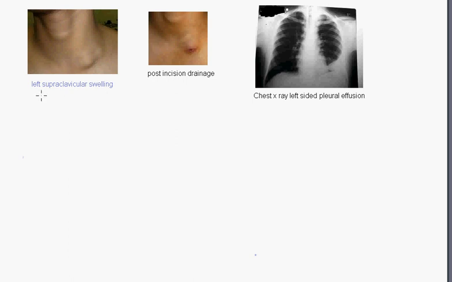This is a case of tuberculosis neck abscess. The patient is a young male, about 25 years old, presented with a swelling over the lower part of the neck.